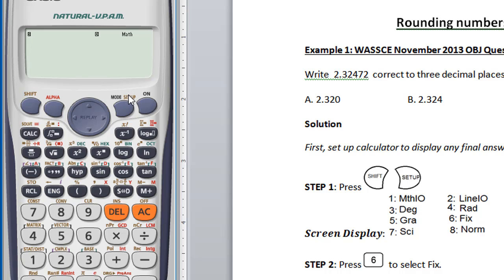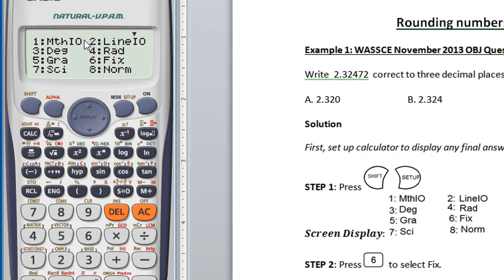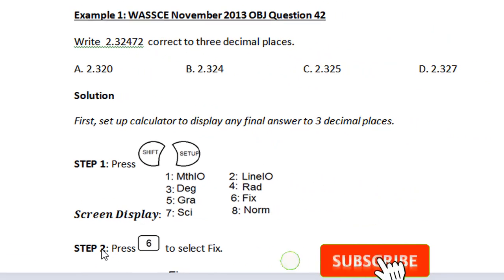Because we are pressing on the second function, you press shift and setup, and this is what you see. The number 1 is math input output, that is line input output. The line input output is what you see in the Casio FX 991 MS, but in the ES and the ES Plus, you also see the math input. That is what is called the textbook display.